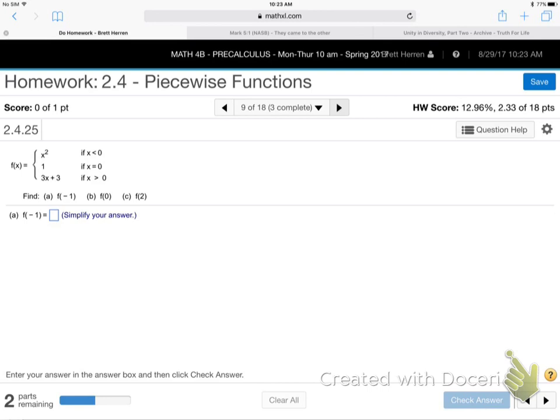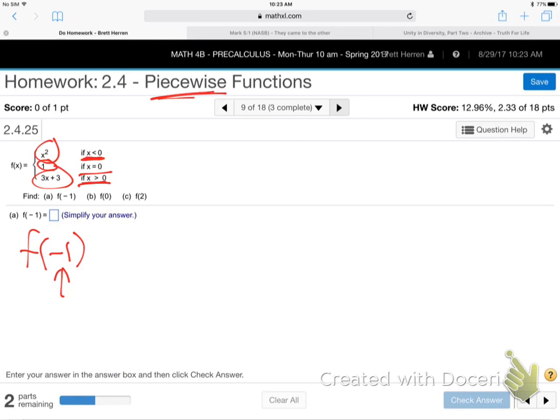So what is it? It's a piecewise function. What it's saying, we're learning to read these things. What it's basically saying is, hey, I'm a function in pieces, piecewise. That's why I named that. You use x squared for x values less than 0. You just use 1 when x is 0, and you use 3x plus 3 for x values greater than 0. So you plug into different functions depending on the x value. Does that make sense?